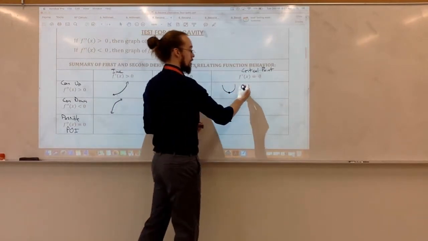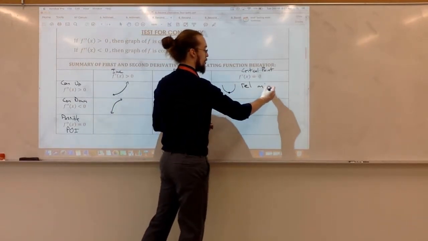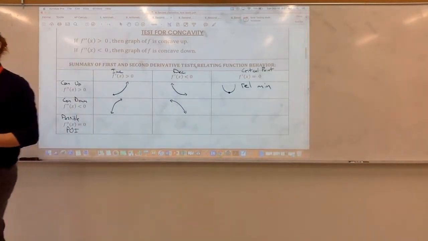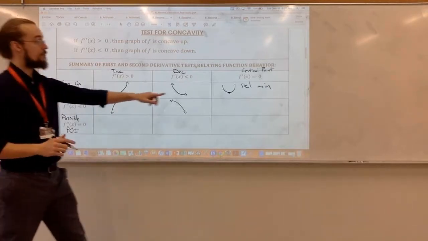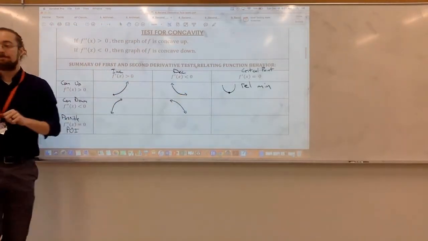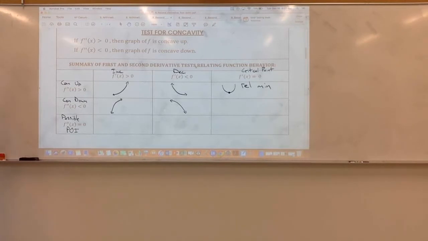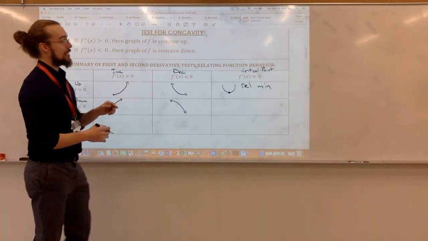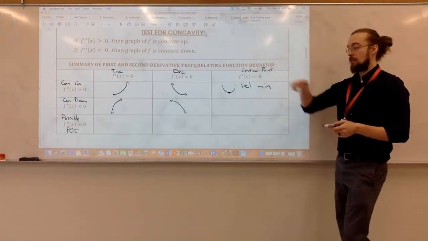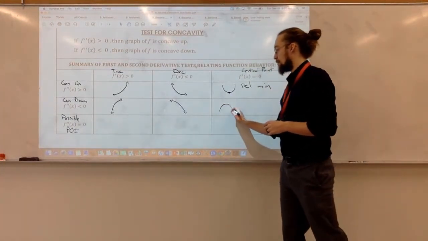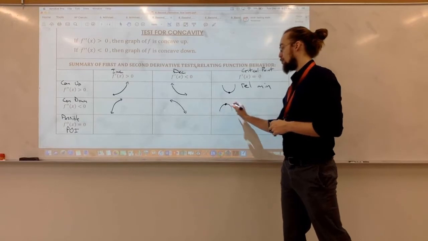So we can make a note here as well that this would be a relative minimum value. If the first derivative is equal to 0 and my function is concave up, that value will be a relative min. Similarly, if my function is concave down and my first derivative is equal to 0, that will be a relative max, right? That will be at this point right here.